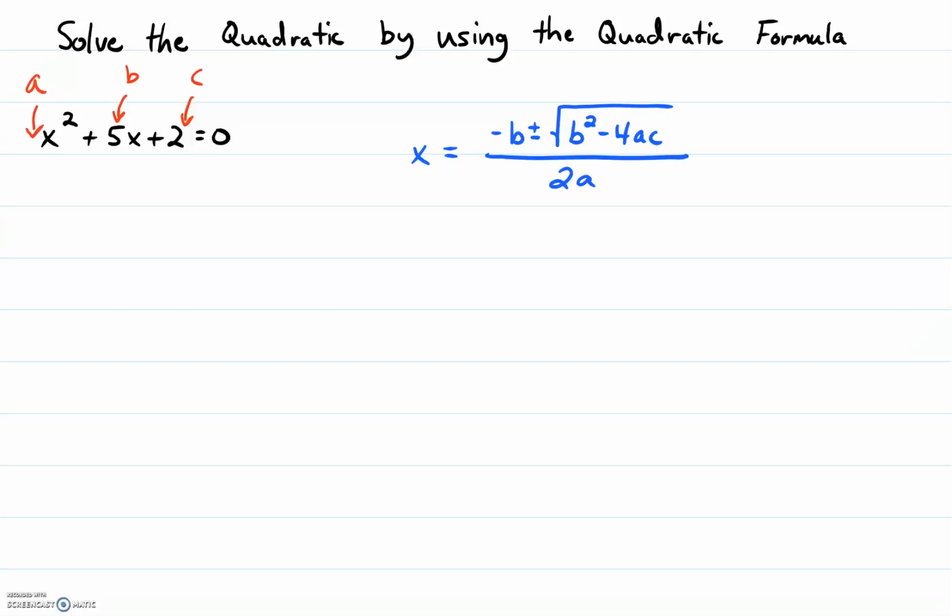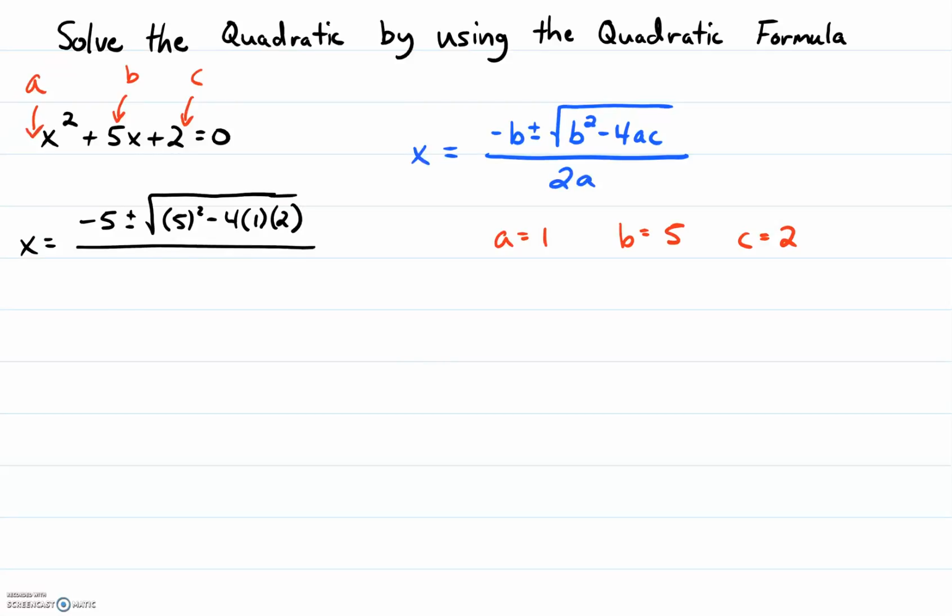So it's a good idea to go ahead and write down what these are, just to keep them all in one place. Make it easier on yourself. So a is going to be 1, b is going to be equal to 5, and c is going to be equal to 2. So now let's go ahead and plug these values into the quadratic formula. So we have x is equal to negative b, so negative 5, plus or minus the square root of b squared, well that's going to be 5 squared, minus 4 times a, that's 1, times c, that's 2, all over 2 times a, so that's going to be 2 times 1.